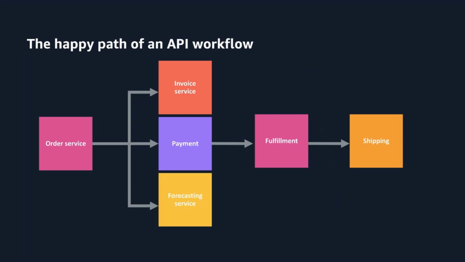So here's the same e-commerce application with some additional downstream services, fulfillment and shipping. In the happy path, everything works as expected. The order service triggers invoicing, payment systems, and updates forecasting. Once the payment clears, it triggers the fulfillment and packaging of the order. And now you inform the shipping service to request tracking information.